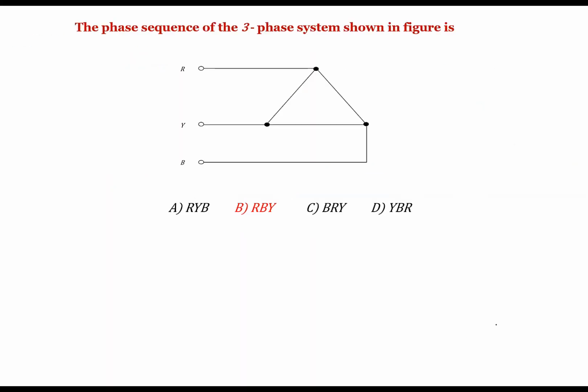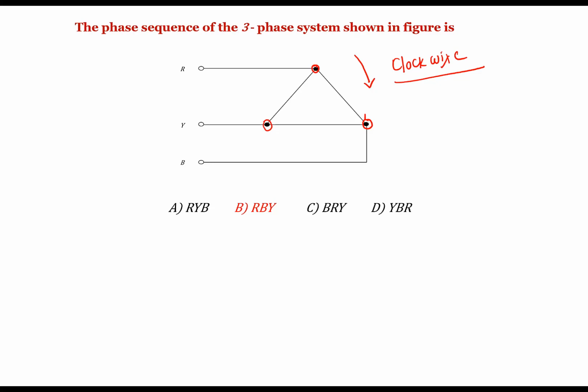Sequence of RBY. For calculating phase sequence, you have to traverse in the clockwise direction. First, which conductor is coming? First R is coming. Then the second conductor is B. The third conductor is Y. This is the RBY phase sequence.